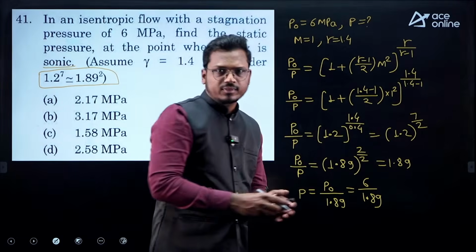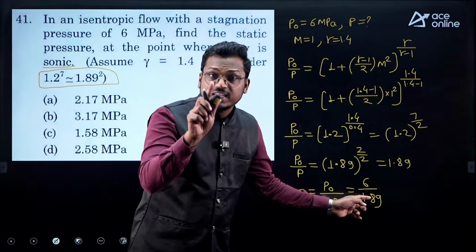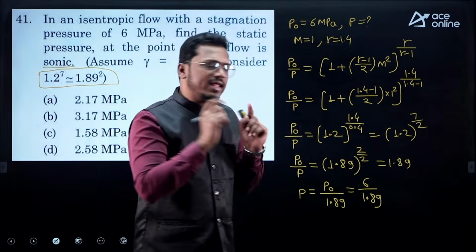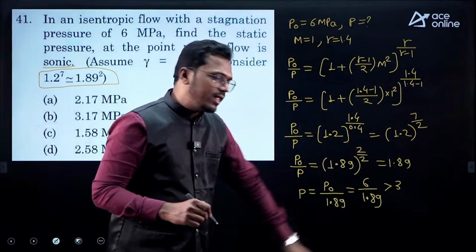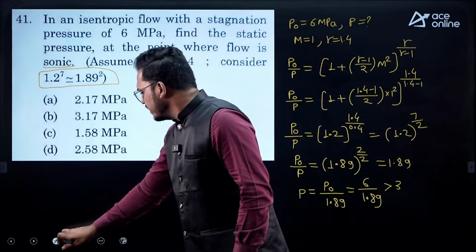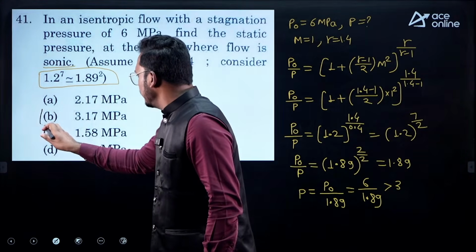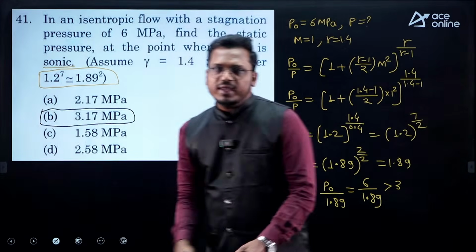No need to solve. As this number 1.89 is less than 2, the ratio is more than 3. And if you check the options, more than 3 is only one option we have. That is option B, the correct choice. Okay, that is it.